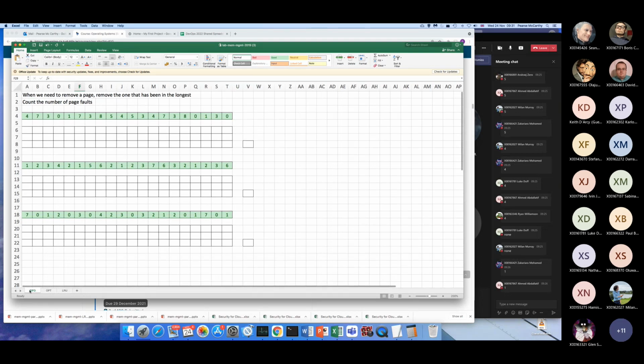Now that you've hopefully got the idea, I'm going to give you about 8 minutes or so to have a go at this first one on your own. Don't do the other 2, just this one here. This is FIFO. When we need to remove a page, remove the one that has been in the longest, and count the number of page faults. I want you to fill in the grid with what you think is FIFO, and at the end fill in here how many page faults there were, because that's essentially what I will ask you to do in CA2.